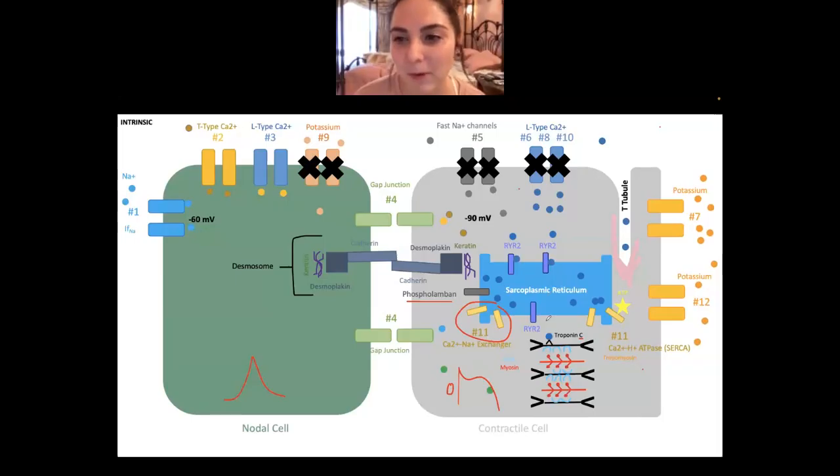And then we keep getting more repolarization. Potassium's going to leave. This goes back to -90. And then, well, I missed it from earlier, but this goes back to its resting potential.